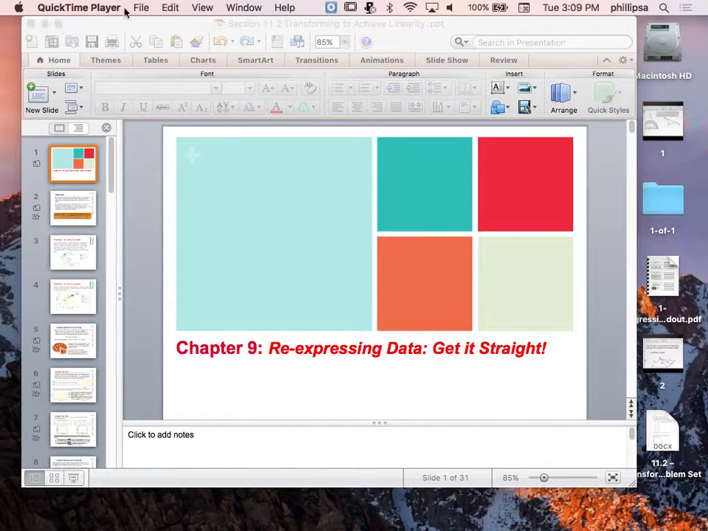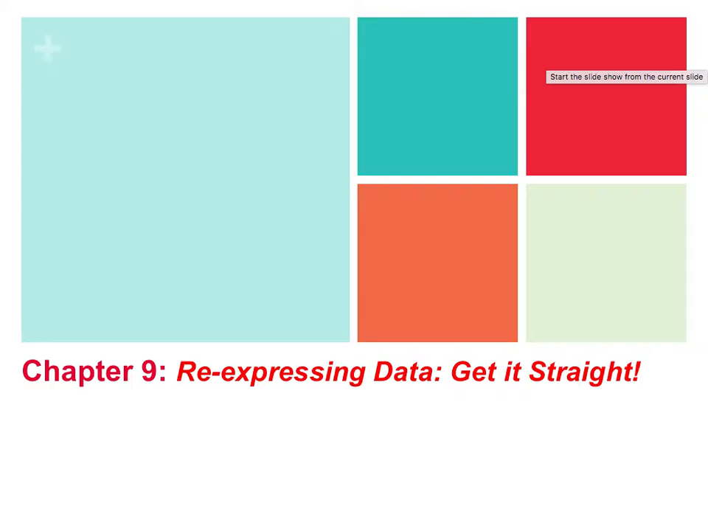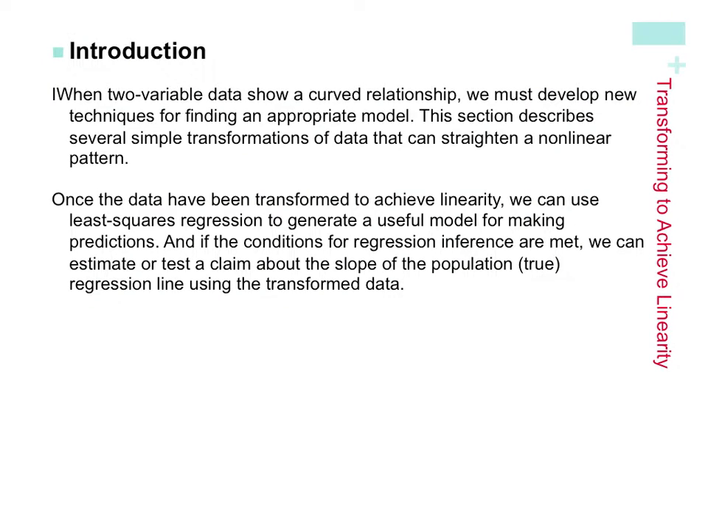Okay, so chapter 9, we're going to be talking about transforming our data, or our scatter plots that may not appear to be a linear pattern. We're going to try to transform it using certain functions in order to make it a linear pattern. We know how to describe two variable relationships that show a linear pattern. The problem is if it's curved, we wouldn't know how to approach that. But if we can change it, then we might be able to.